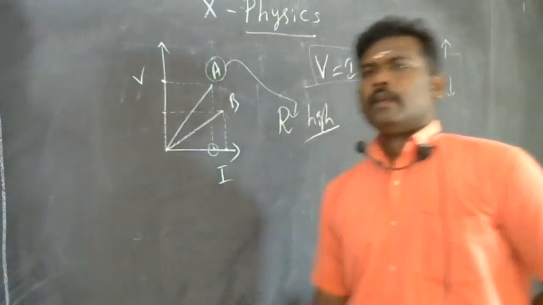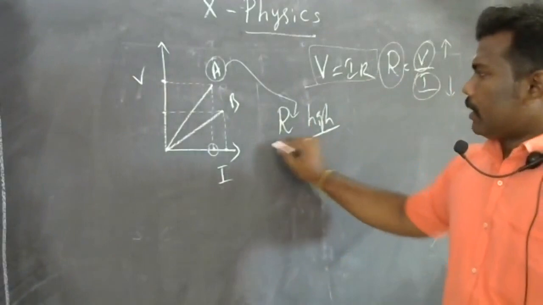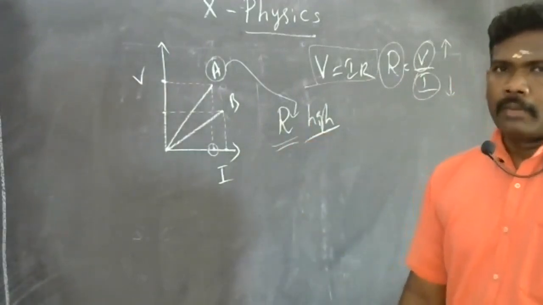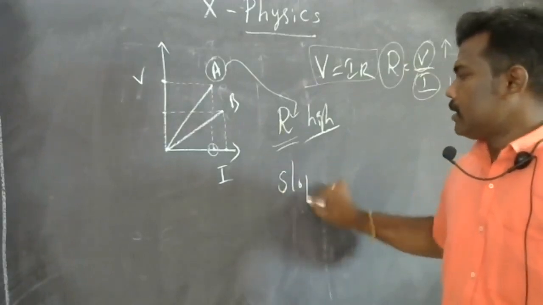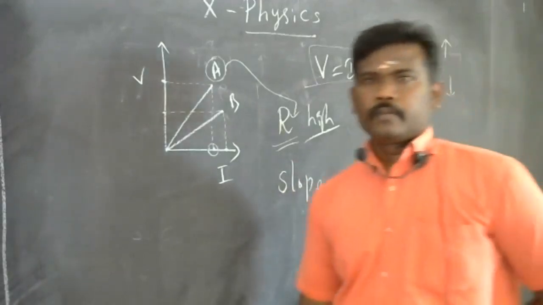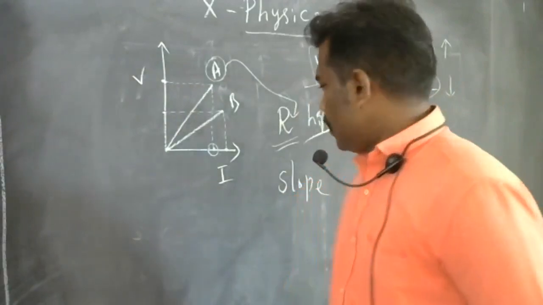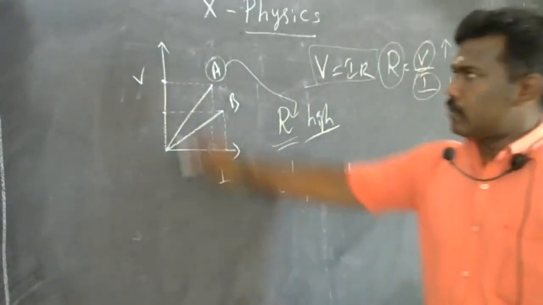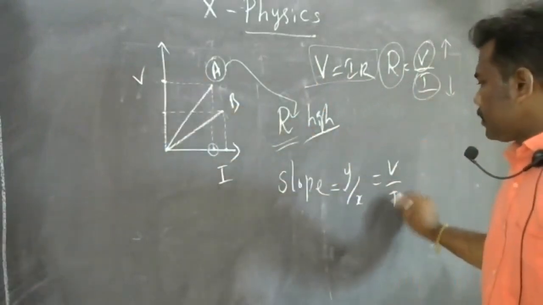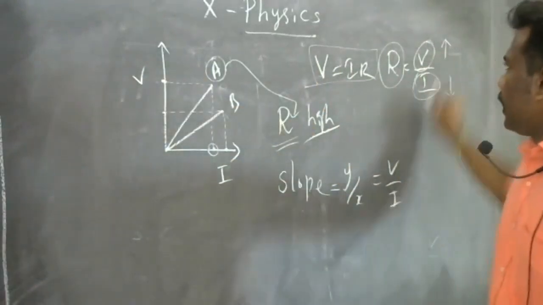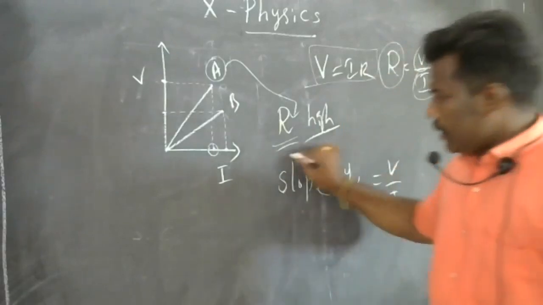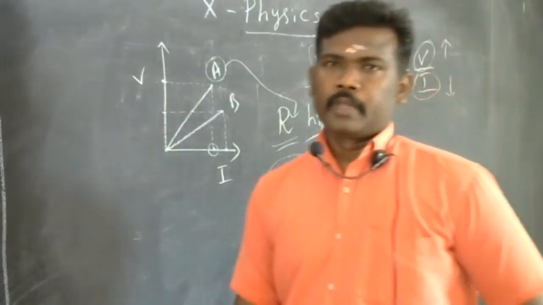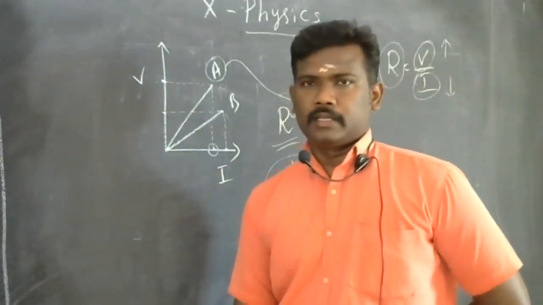And they are also asking one more question. The resistance we can easily calculate with the help of this curve. And sometimes they are asking, what is the slope of this curve? What is the name of this slope? Slope is nothing but y by x. Y is nothing but V and x is nothing but I. So V by I is called resistance. So in this graph, the slope is nothing but resistance.